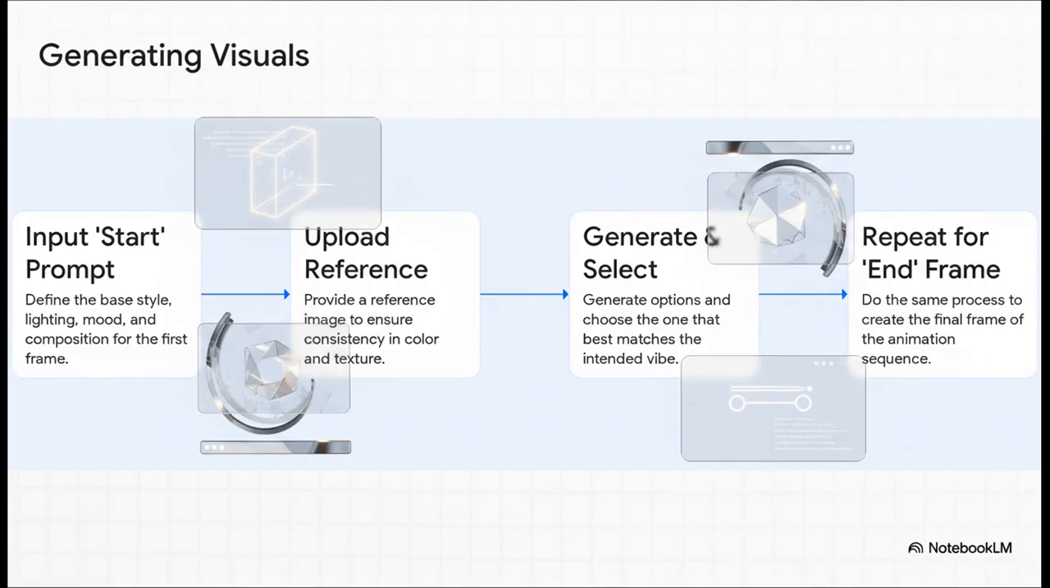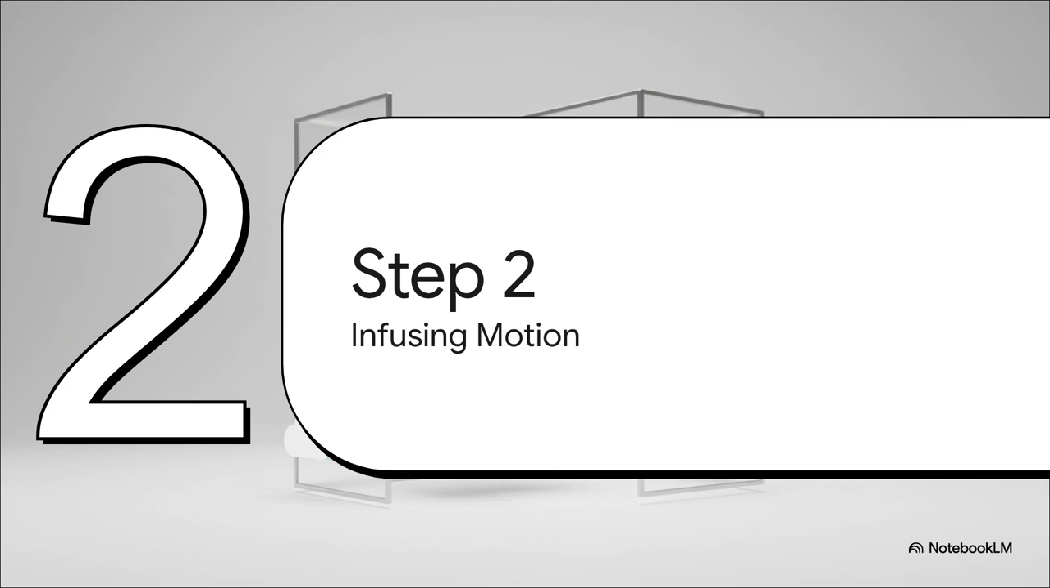And the process itself is really straightforward. First, we give the AI a detailed prompt describing our starting visual. You know, the lighting, the mood, the composition. Then, and this is important, we upload a reference image to guide the style and keep all the colors and textures consistent. We generate a few options, pick the best one, and then we just repeat that whole process for our animation's end frame.